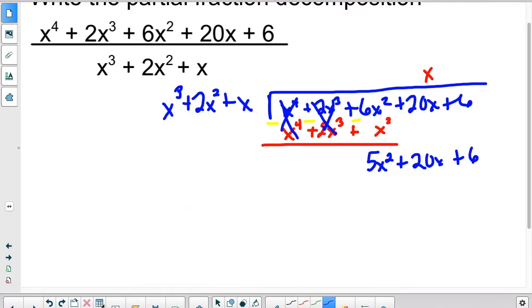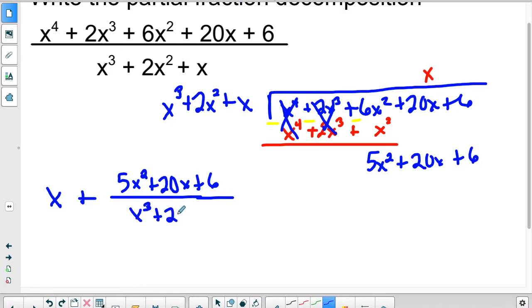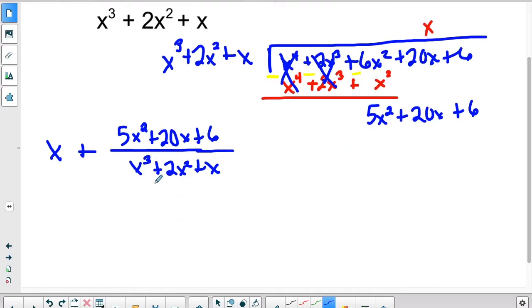So what we want the partial fraction decomposition of is x plus 5x squared plus 20x plus 6 all over x cubed plus 2x squared plus x. This is what we're working with now. This is what we're trying to find the partial fraction decomposition of. And when we set it up, we'll see what we're going to do. We're not worried too much about this x here. It'll come in later, but we're more focused on finding what this breaks up into.